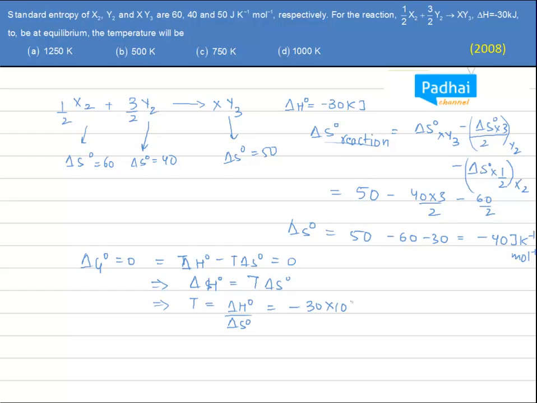I can write it as minus 30 into 10 raised to the 3 joule, and delta S naught I have calculated, which is minus 40 joule. So this will come out to be 3000 by 4, so this will be approximately 750 Kelvin. That means option C is correct. So this was another very easy question which came in 2008.